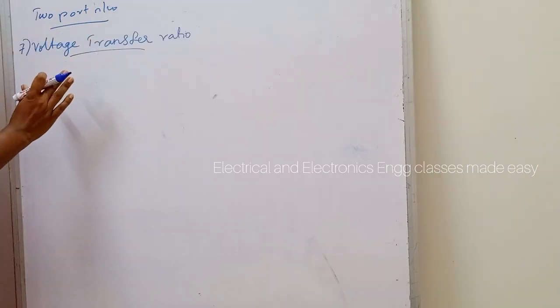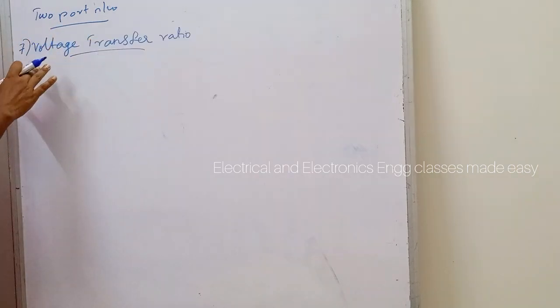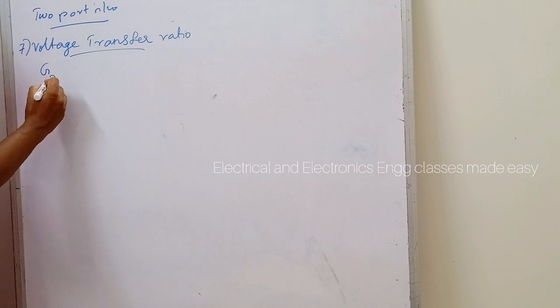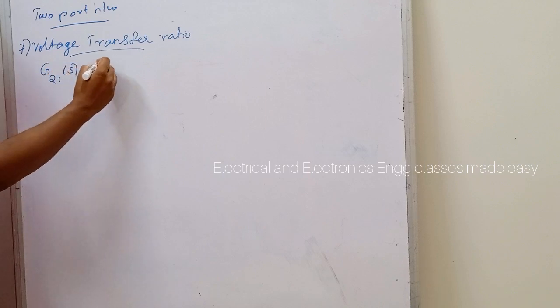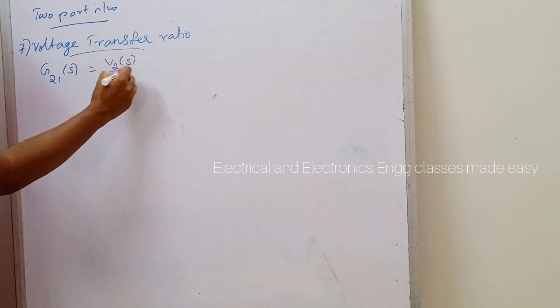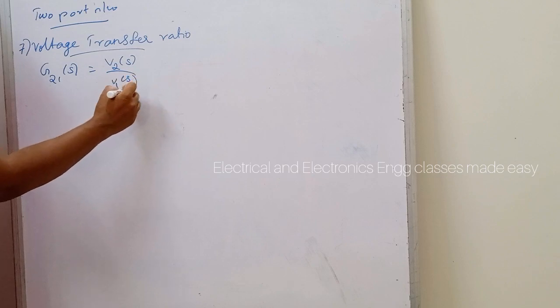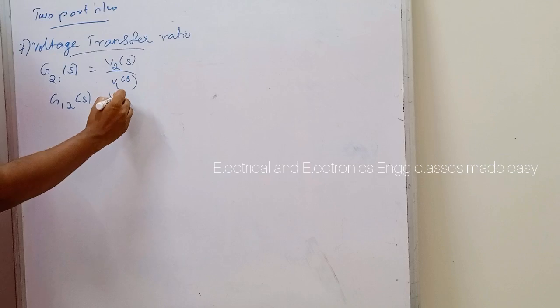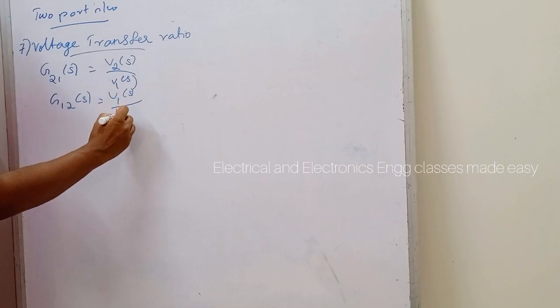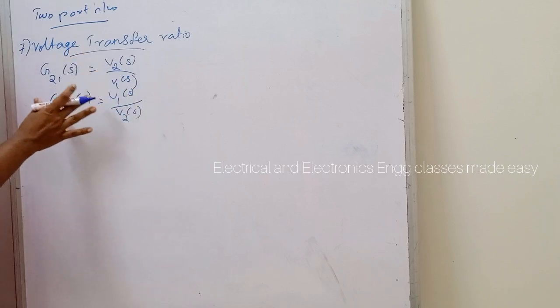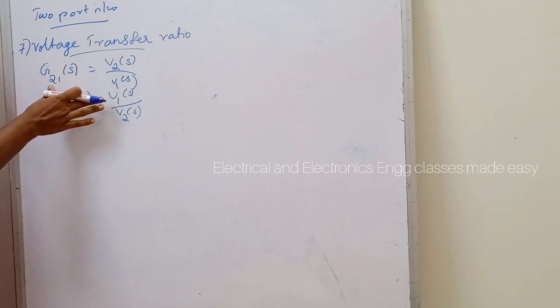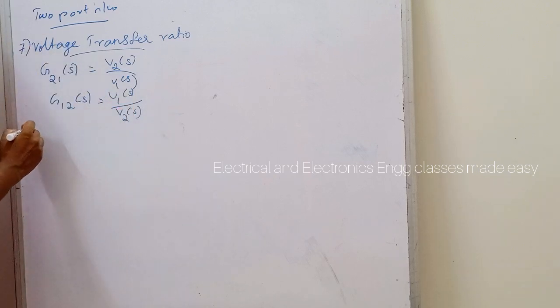Next is the voltage transfer ratio. It is the ratio of the voltage transform at one port to the voltage transform at the other port, represented by G21 of s equal to V2 of s divided by V1 of s, and G12 of s equal to V1 of s divided by V2 of s.